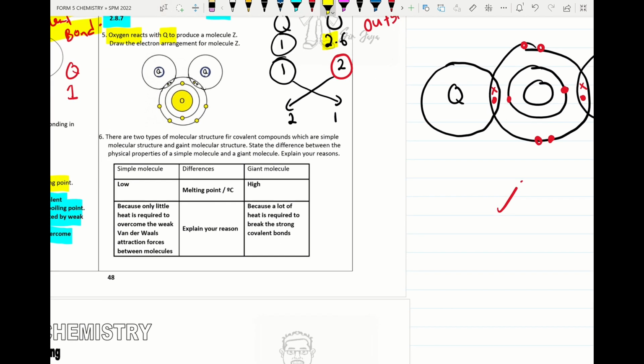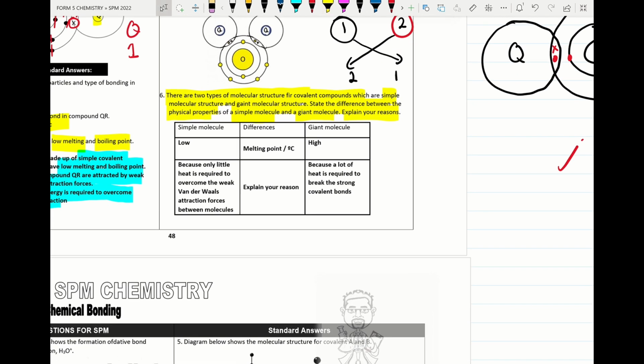Next we check this one. There are two types of molecular structure for covalent compounds: one is simple molecular structure, another is giant covalent compound. State the differences between the physical properties of simple and giant covalent compounds. Explain the reason. Please remember simple covalent compounds like carbon dioxide and water molecule. For giant covalent compounds, please remember diamond or graphite, or we can use graphene also. All of these are giant covalent compounds.